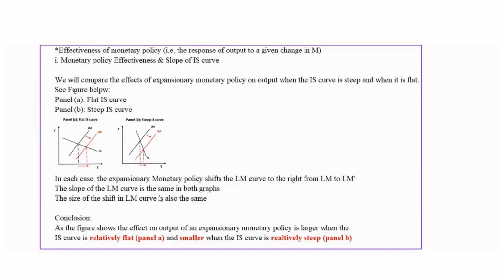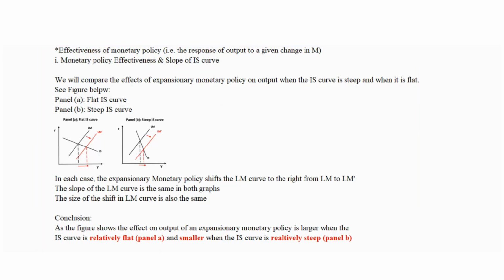Now we can see from the figures that the effect on output of an expansionary monetary policy is larger when the IS curve is relatively flat, as in panel A. You can see we get a greater increase in output as compared to panel B, where the IS curve is relatively steep. So from here we see the monetary policy is more effective when you have a relatively flatter IS curve. That's the conclusion we draw from these graphs. Now this is just a graphical analysis. We want to try to understand the economic intuition behind why monetary policy is more effective when the IS curve is relatively flatter. So let's try to understand the economic intuition behind it now.